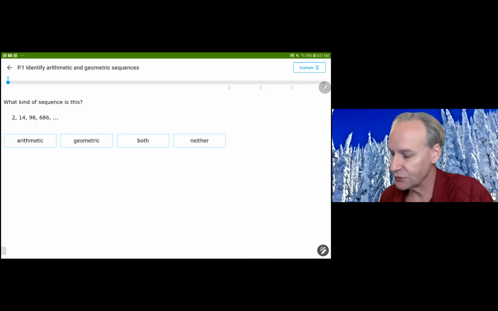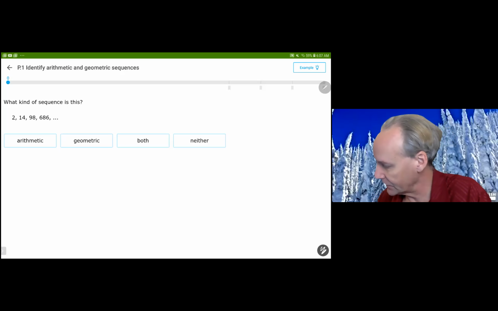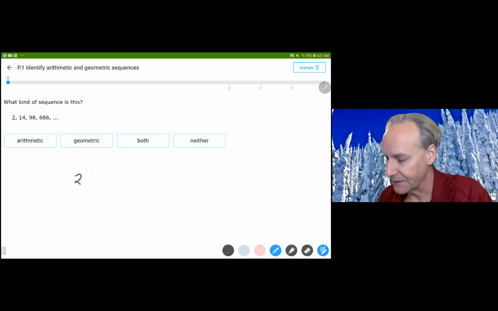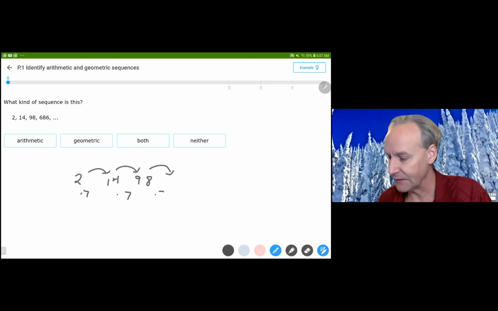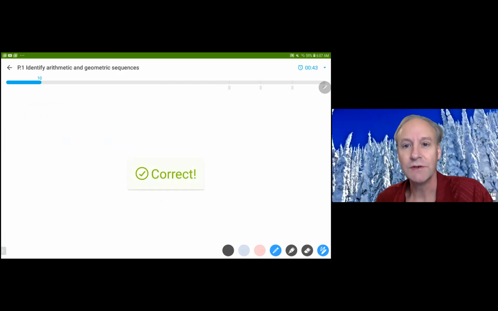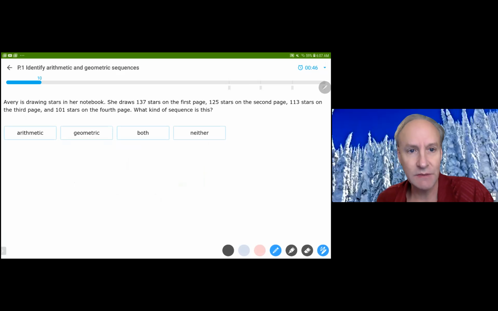In fact, the first term here is 2, and the second term is 14, and the next term is 98. Clearly, we're not adding the same amount, because we added 12 the first time and then we added a much larger number. But if I multiply by 7 and multiply by 7 and multiply by 7, 686, there they are. That is a geometric sequence. When you multiply by the same number each time, it's called a geometric sequence.